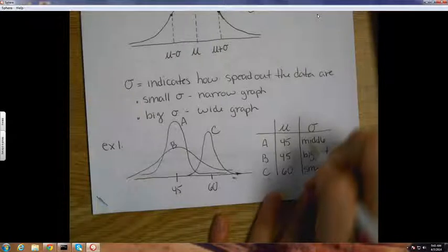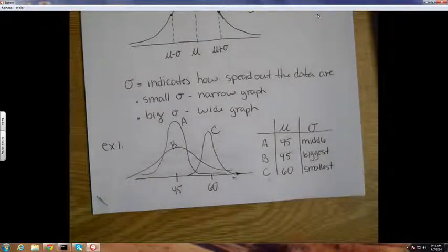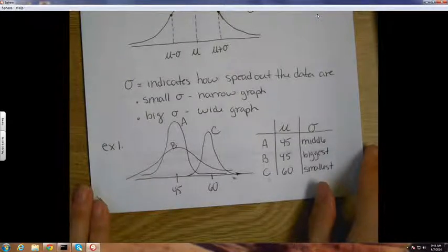So the only point I want you to get here is that the line of symmetry is your mean, and then how wide it is, the standard deviation, indicates that. You can do that? Okay. Can I get rid of this? Okay.